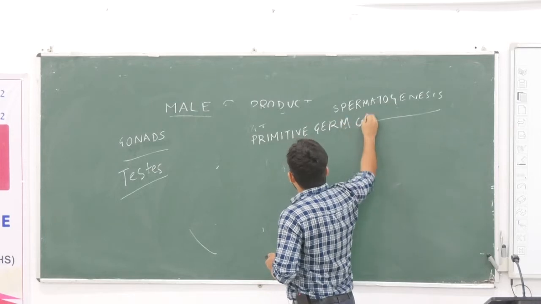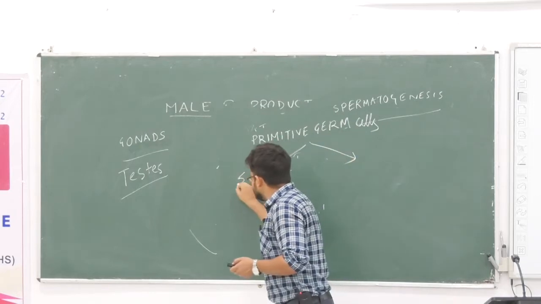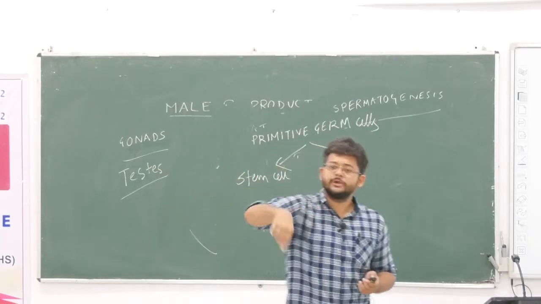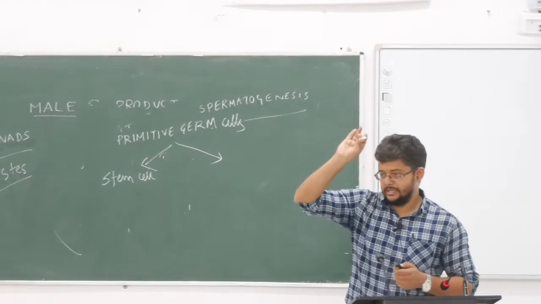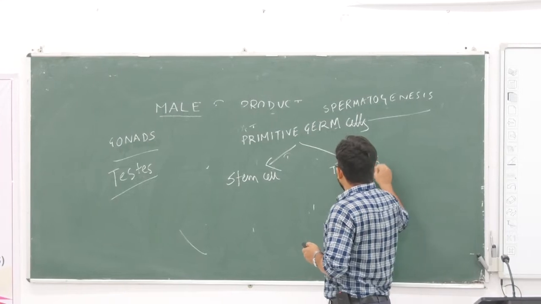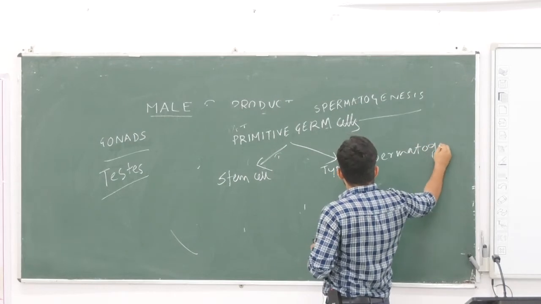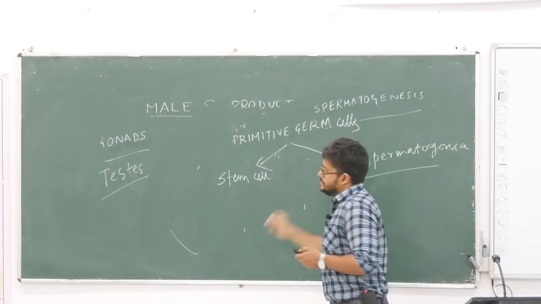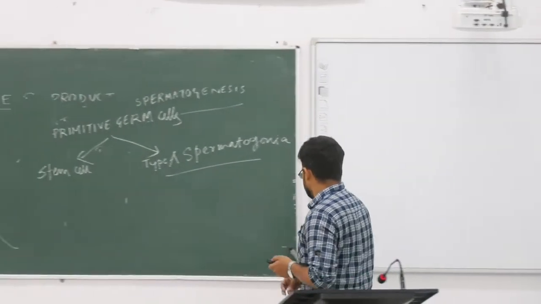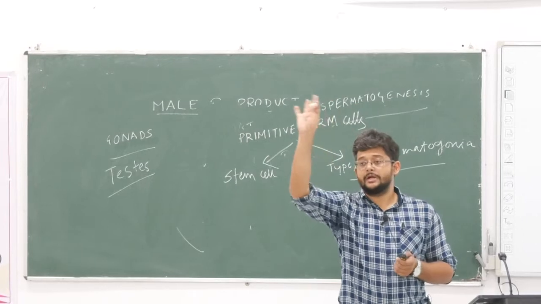Primitive germ cell, it forms two pools of cells. One pool remains as the stem cell. So this stem cell will continue differentiating into more and more germ cells. The second pool is type A spermatogonia. Type A spermatogonia, it is responsible for spermatogenesis.